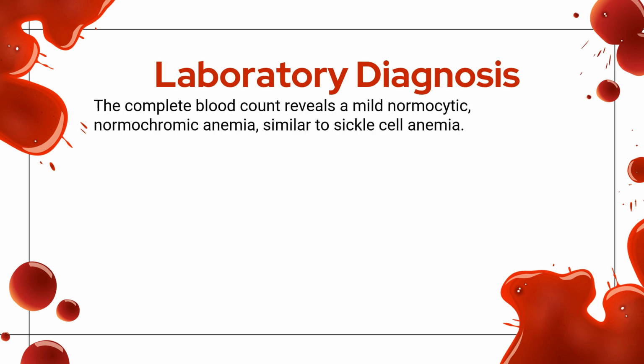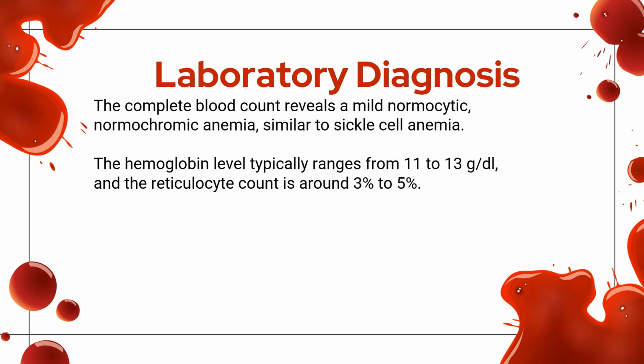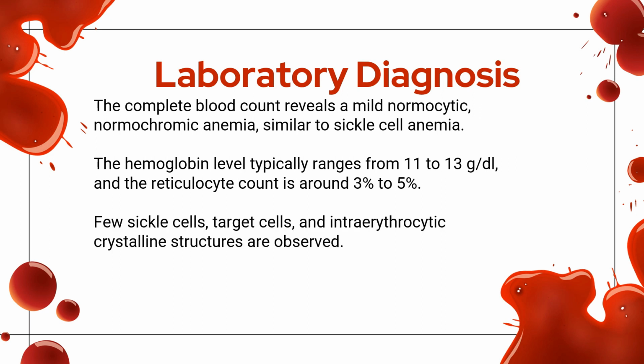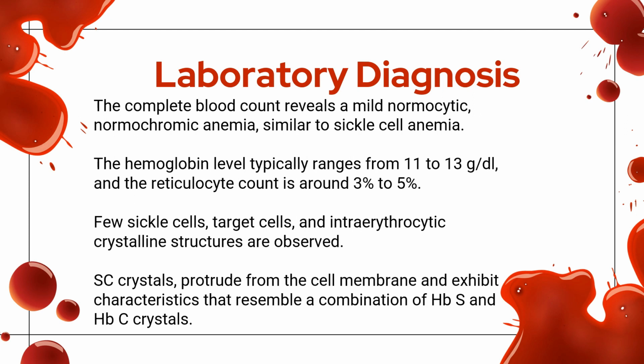The complete blood count reveals a mild normocytic, normochromic anemia, similar to sickle cell anemia. The hemoglobin level typically ranges from 11 to 13 grams per deciliter, and the reticulocyte count is around 3% to 5%. Upon examination of the peripheral blood film, a few sickle cells, target cells, and intraerythrocytic crystalline structures are observed. These structures, known as SC crystals, protrude from the cell membrane and exhibit characteristics that resemble a combination of hemoglobin S and hemoglobin C crystals.